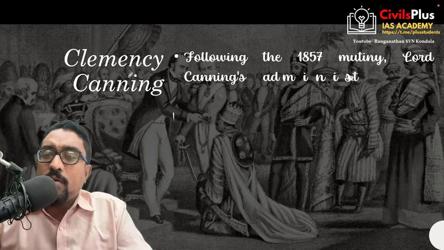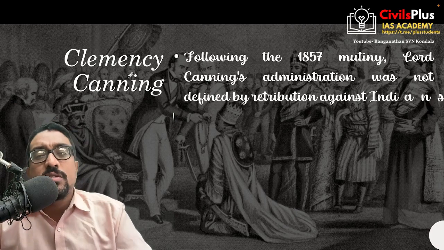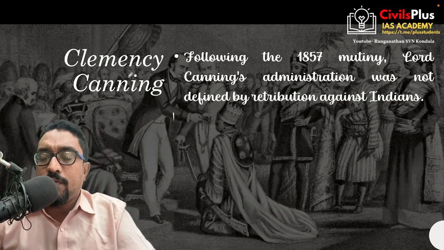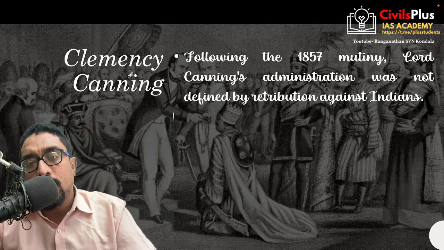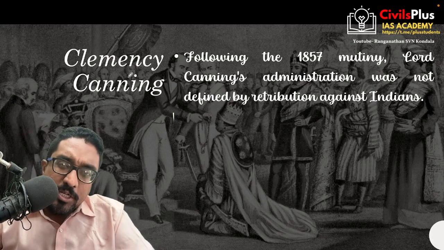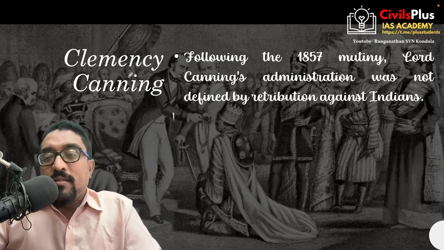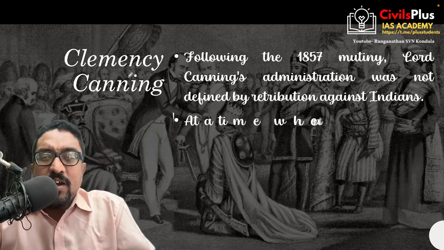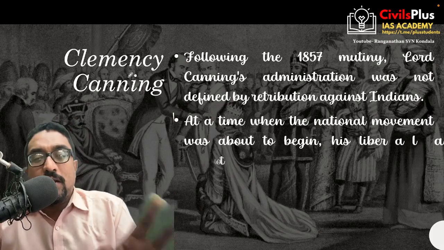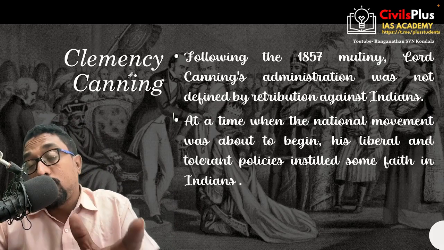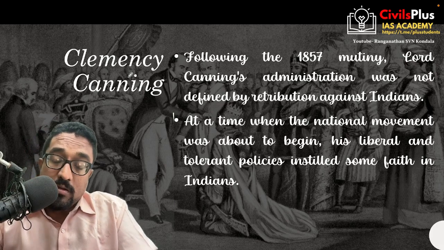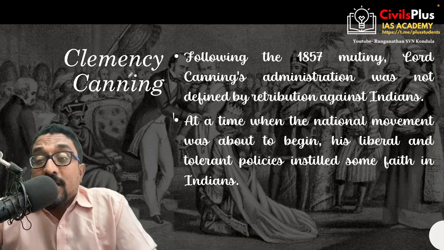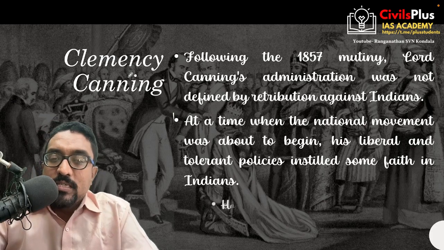Canning has commonly been called Clemency Canning because Canning was coming to power at a very crucial time. We had just finished the 1857 revolt, and Indian relations with the British were very sore. Instead of punishing the revolutionaries and the rebels, Canning tried to give as much mercy as he could, at a time when the national movement was about to begin on its dawn.